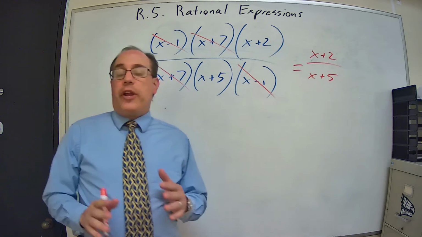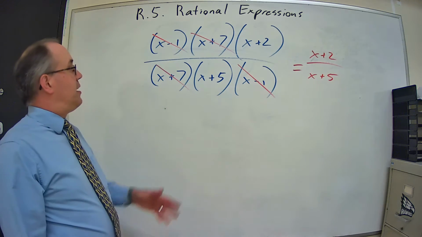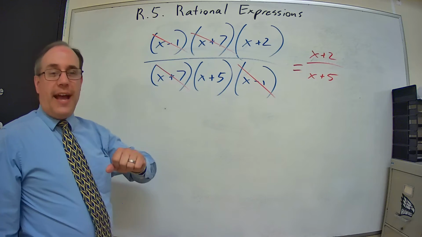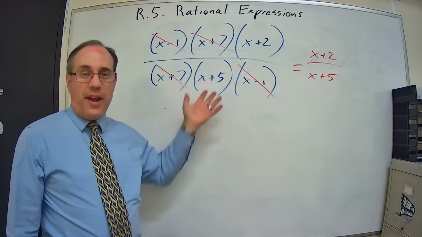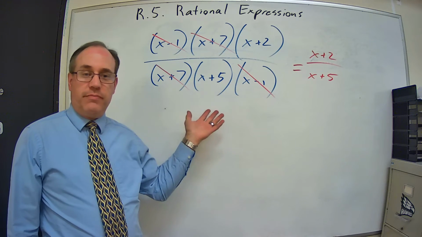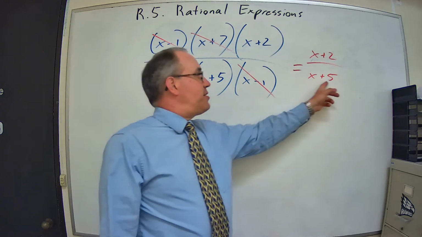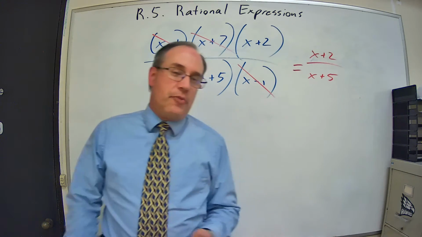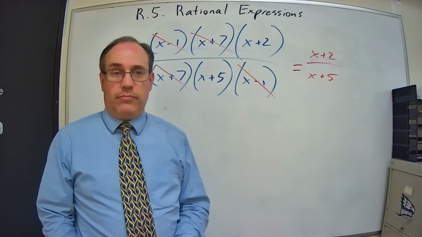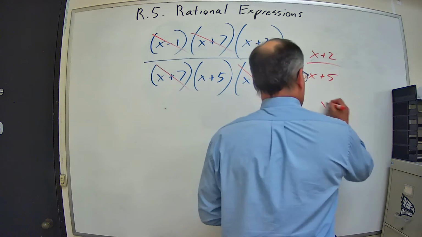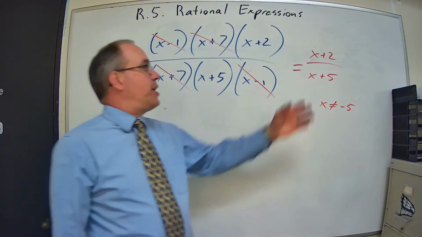Now, something I want to point out about this is, what if we're asked the question, what is the domain of this rational function or this rational expression? Now, if we look at the result, our simplified rational expression, we say x can't be equal to negative 5. Right? Because if x is equal to negative 5, then we end up dividing by 0.